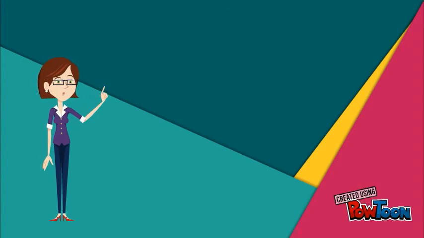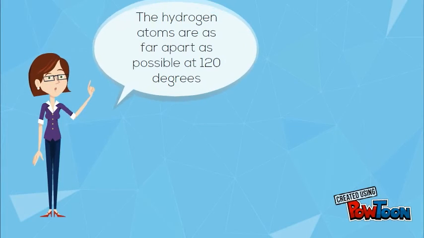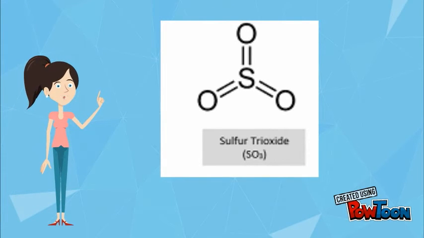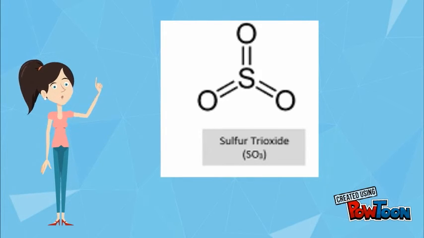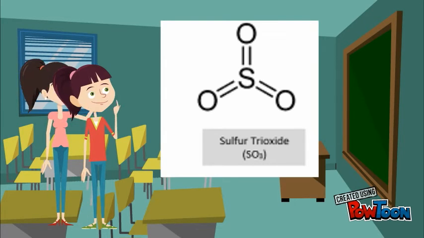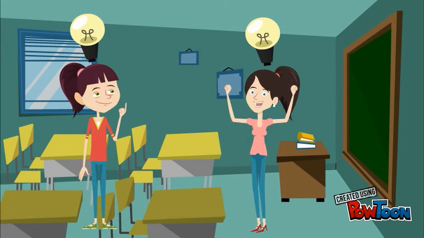Okay, anyways, what I was saying was the hydrogen atoms are as far apart as possible at 120 degrees. Okay, Grandma, if the center atom has 6, then that means the molecule will form double or triple bonds. For example, sulfur trioxide will have 3 double bonds with the central atom since it can't have any lone pairs. Wow, this makes much more sense. Yeah, it really does. Indeed.